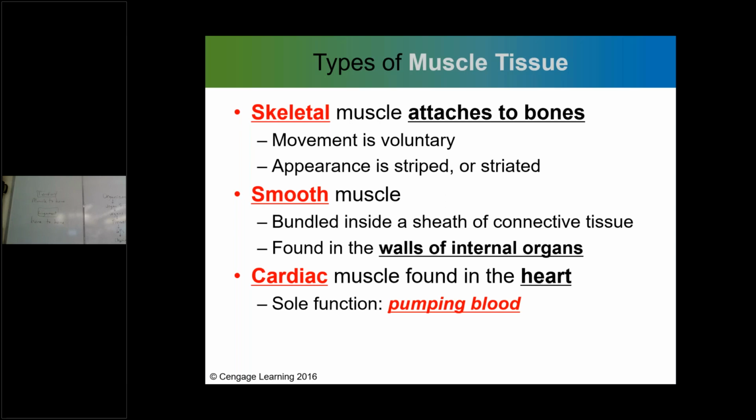We looked at the striations. We'll go into more detail, but you see the lines here and here. Cardiac and skeletal muscle have lines. Smooth muscle has no lines, no striations.